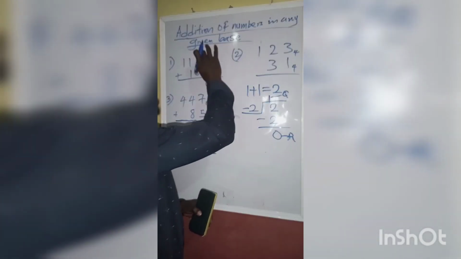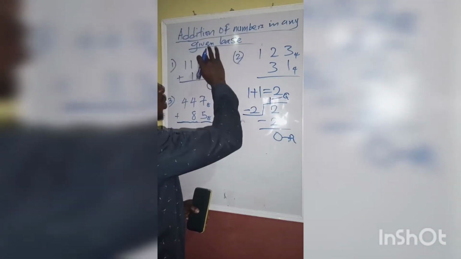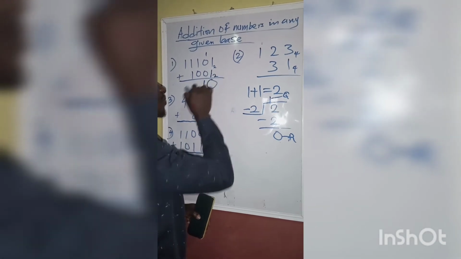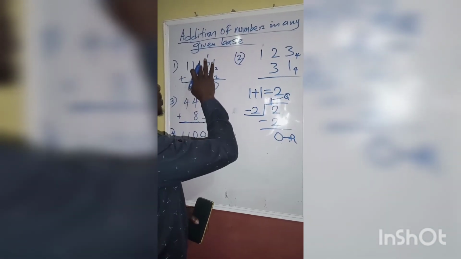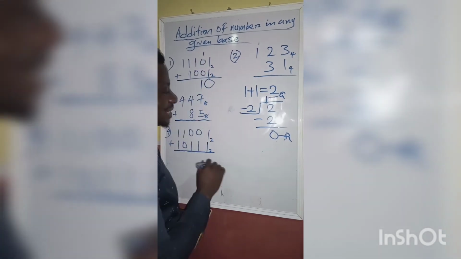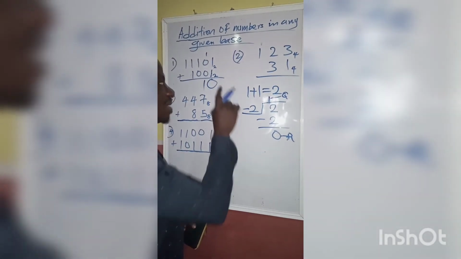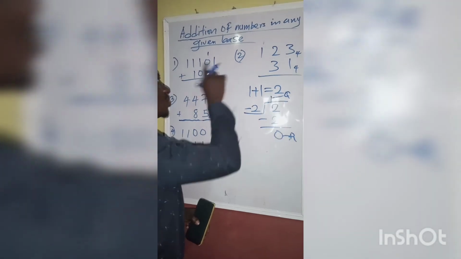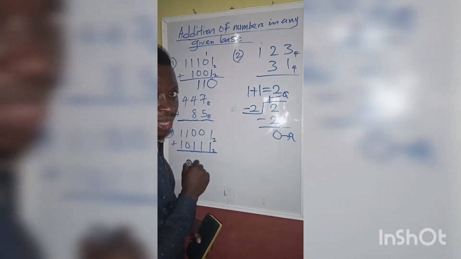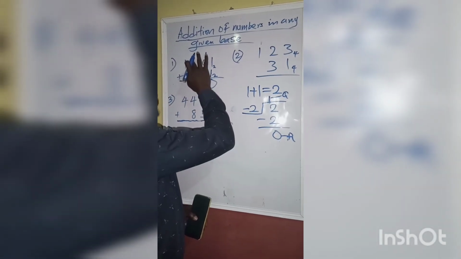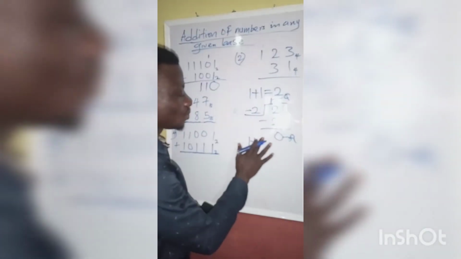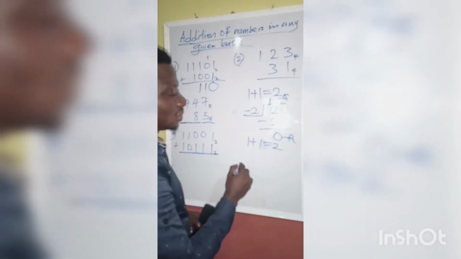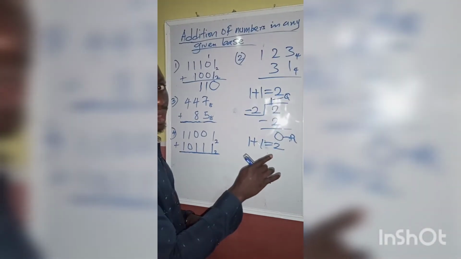Now, when we add this and this together, we have the result to be 1, and it is less than the base. You have 1. Now, proceed to the next one, which is 1 plus 0. We have 1. Remember, that is also less than the base. You are going to write 1 as well. Now, here we have 1 plus 1. We have 2. Remember, this is equal to the base.